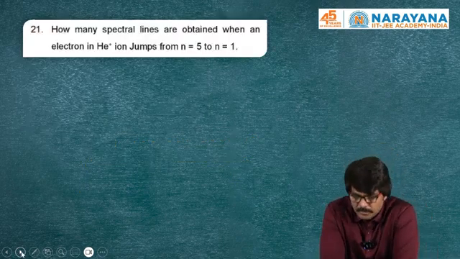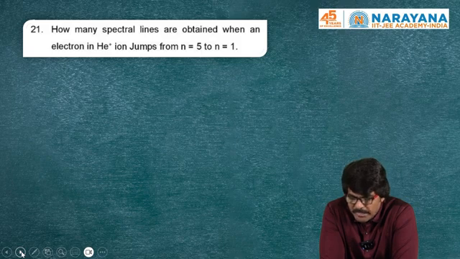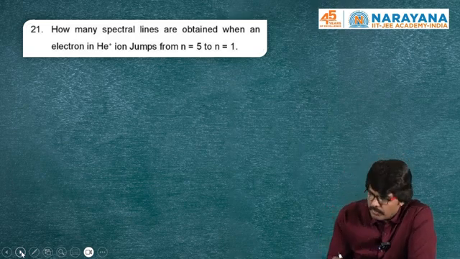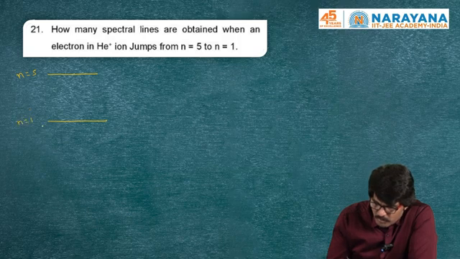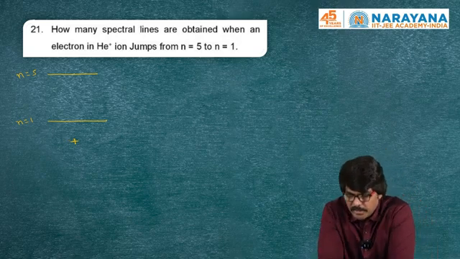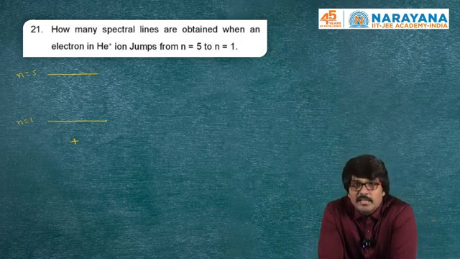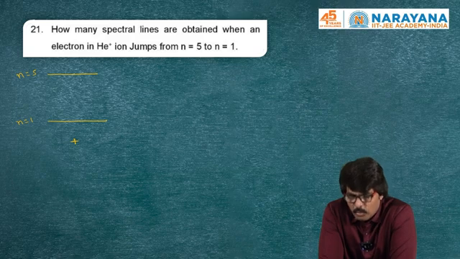And question number 21. How many spectral lines are obtained when an electron in He+ ion jumps from n equals 5 to n equals 1? So here this is a helium ion, n equals 5, n equals 1, and this is the nucleus. But in the question, it is not clear whether there are many helium ions or one helium ion. Therefore, I'll give you both the possible options.